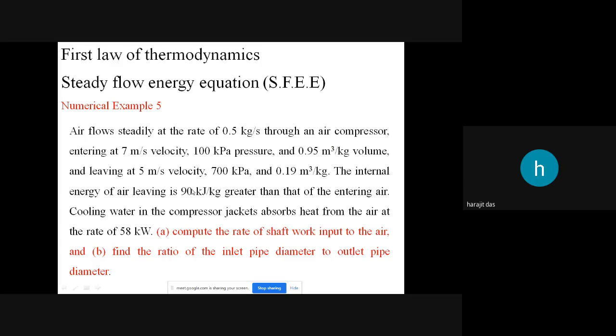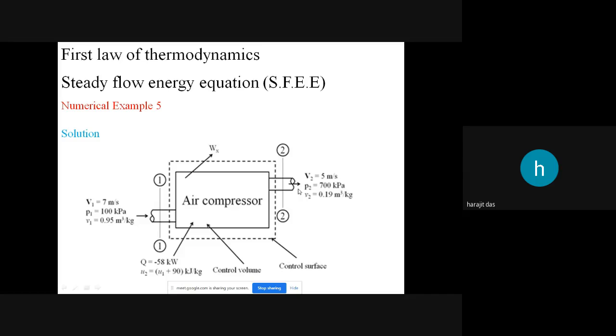If you draw the diagram, then it will be clear to you. So this is one air compressor. The boundary is denoted by this dotted box. This is the inlet at section 1-1, it is denoted by section 1-1. Inlet is denoted by this section 1-1. Outlet is section 2-2.